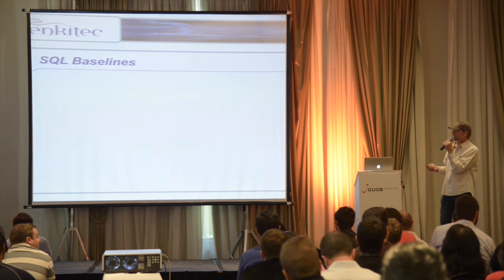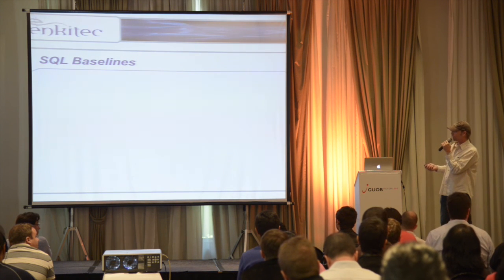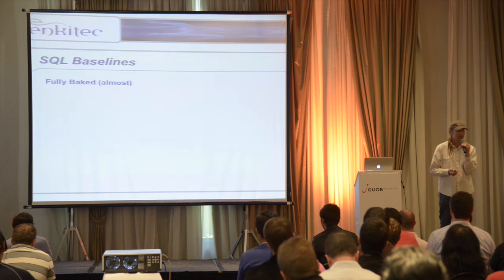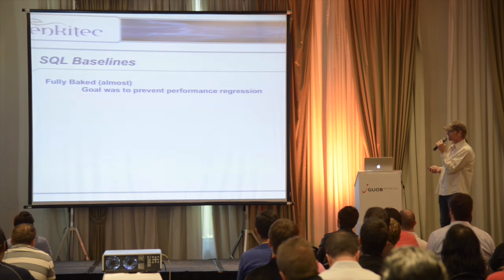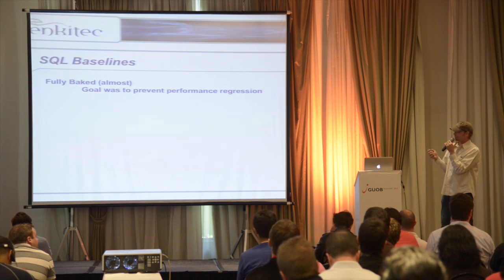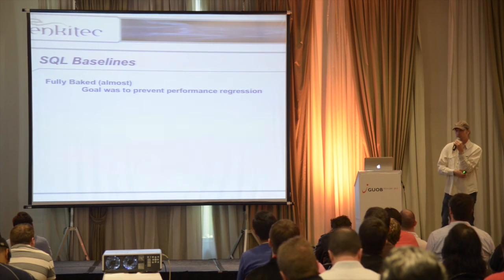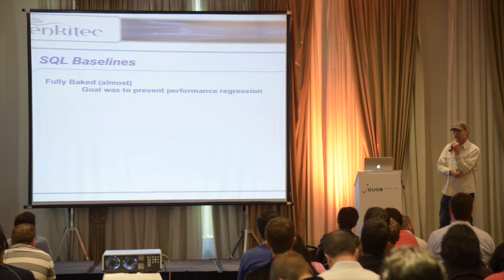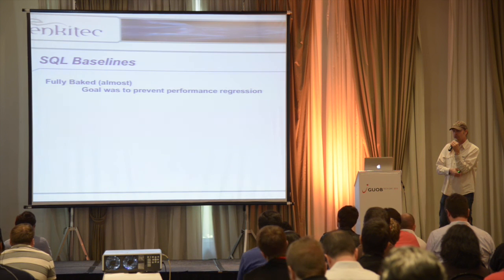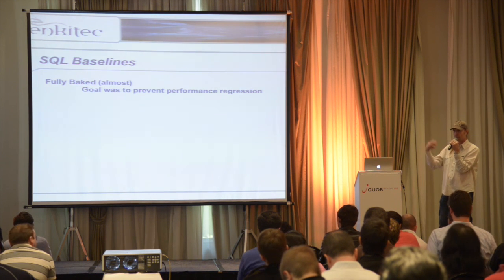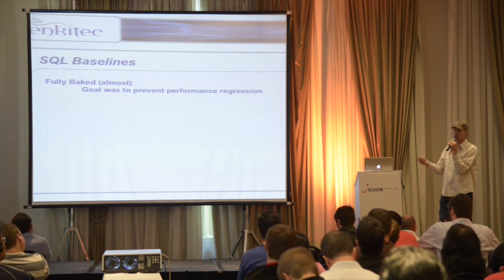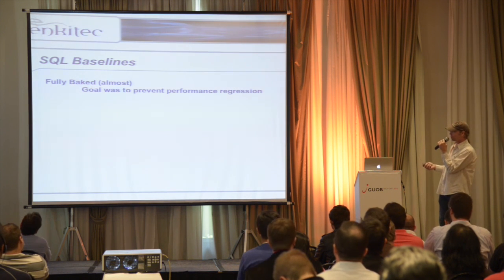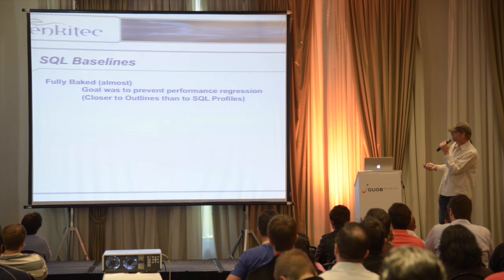All right. Let's talk about baselines real quickly, and then we'll break for lunch. Baselines are almost fully baked, I think. The reason I say that, well, let me tell you about the goal. The goal was to prevent performance regression. The goal for baselines was not to lock plans. The goal for baselines was to not allow the optimizer to come up with a new plan that performed worse than one I've already got. All right? So it's a performance regression prevention feature.